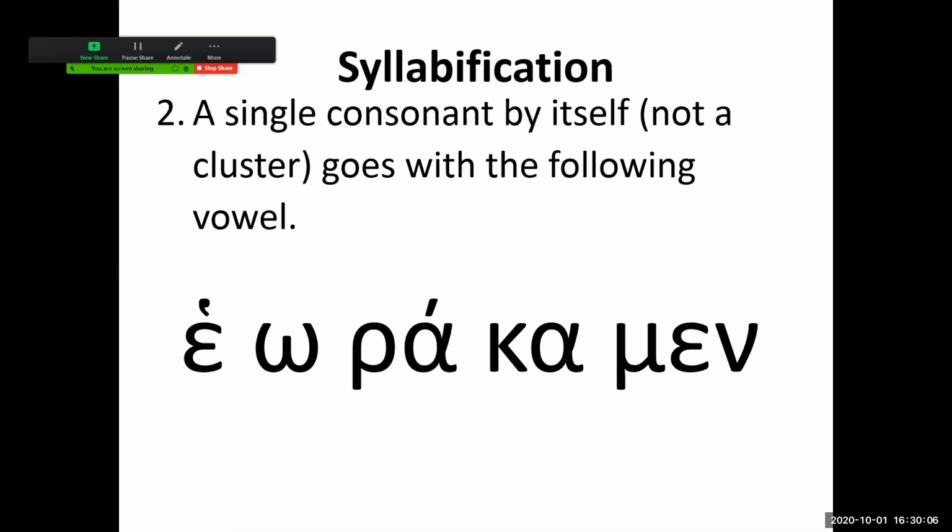A single consonant by itself, not a cluster, goes with the following vowel. So we have here actually a hard breathing, if you notice, he, ora, ka, men. So the ro goes with the vowel that follows. So it's he, ora, ka, men, and not he, or, ak, ka, men.